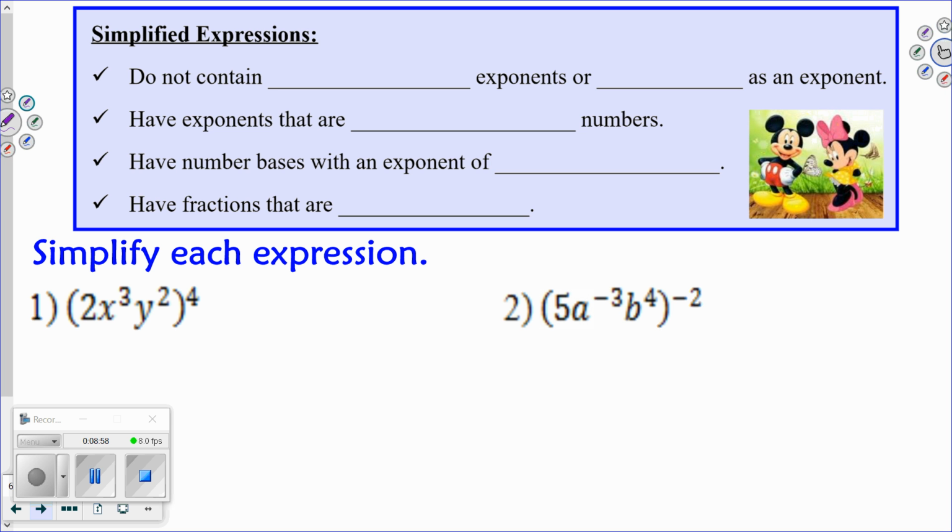Okay? All right. So simplified expressions do not contain blank exponents or blank as an exponent. So what type of exponents are we not allowed to leave? Negative. It does not contain negative exponents. Or blank as an exponent. What's my favorite property that gets rid of people? 0. We don't want to leave 0 as an exponent. I can just get rid of it.